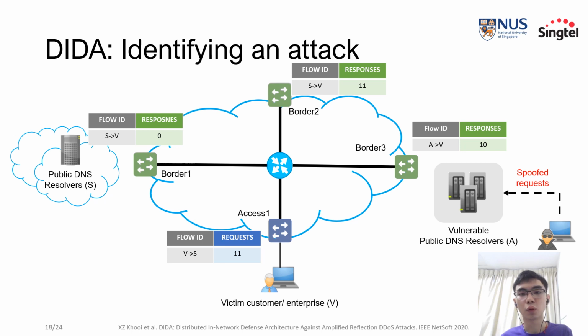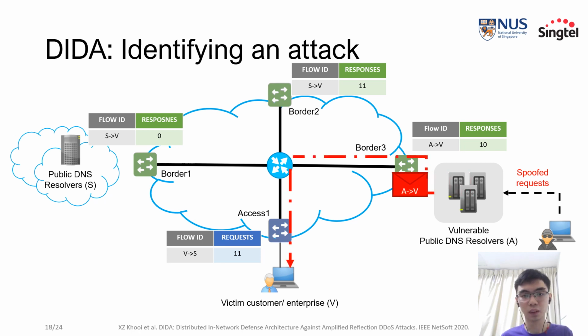In this case, what happens when there is an attack? An attacker would send spoofed requests towards the vulnerable public DNS resolvers. Then, responses will be coming from the vulnerable servers towards the victim. Border 3 would follow a similar process as in the previous slide.